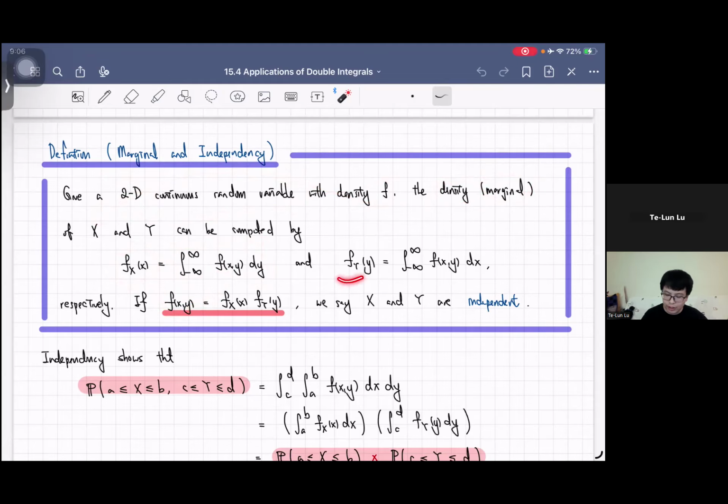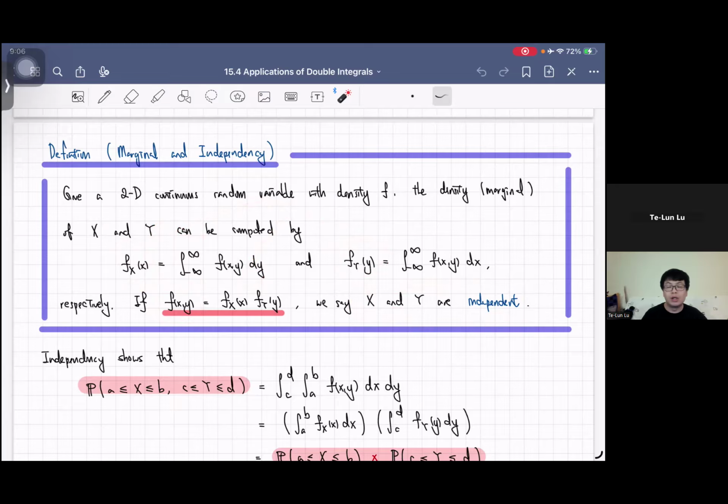And the same thing happens for y. We integrate f of xy on x for the whole real line. And in particular, we define that when the density function f of xy is equal to their marginal density functions multiplied, then we say that x and y are independent. Okay, this is the definition.